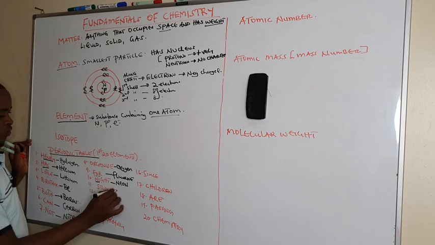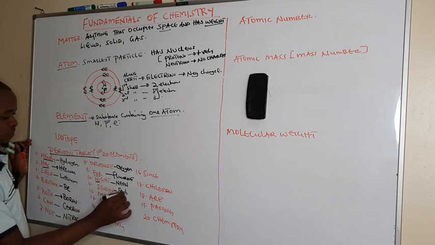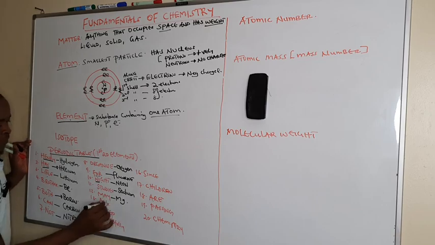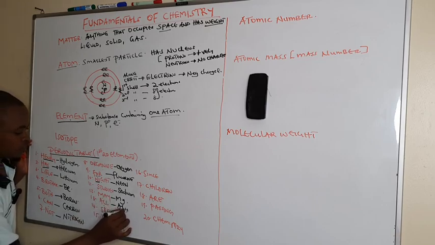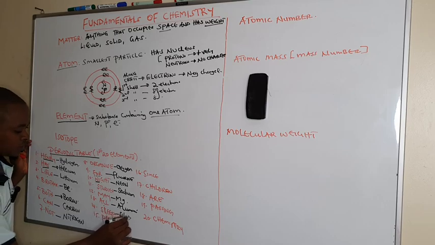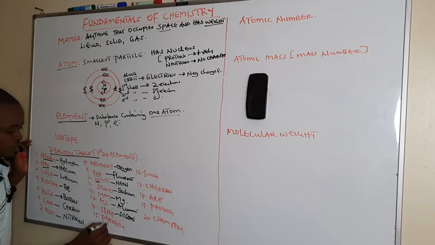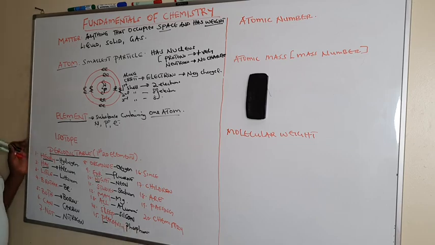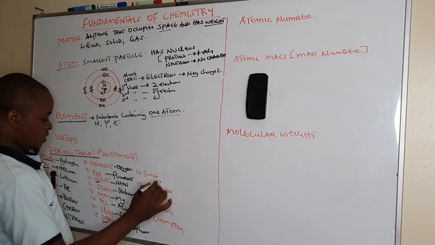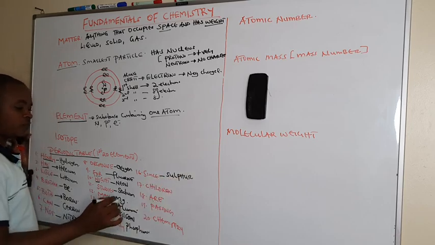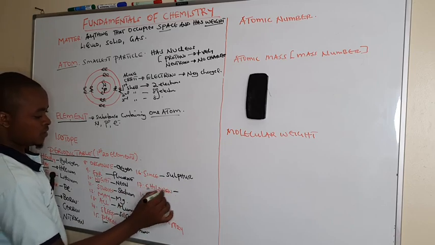Then the studies, that is sodium. Then this is magnesium. This is aluminium. Then we have silicon, the number 14, that is silicon. Then this is phosphorus. Then we have sulfur. Number 16 is sulfur. Then this is for chlorine.